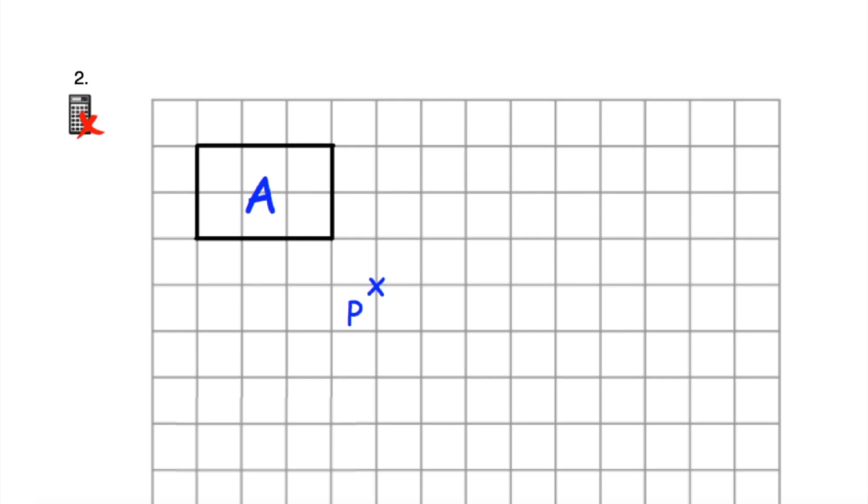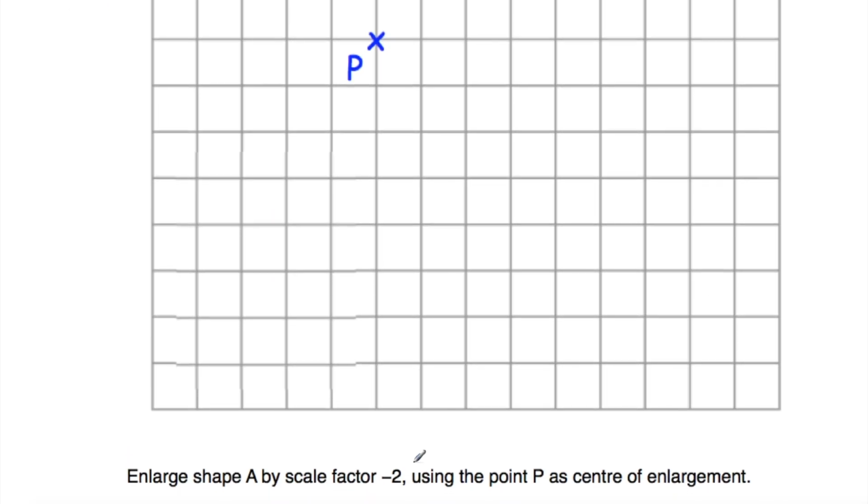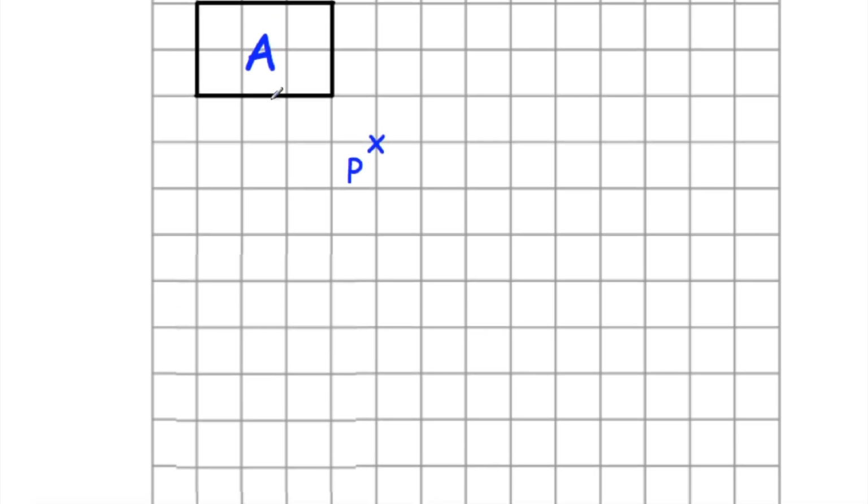Okay, question number 2, we've got this rectangle, and the question says, enlarge shape A, this rectangle, by scale factor -2 using P as a centre of enlargement. Let's start off with this point. It's 1 to the left and 1 up. Because the scale factor is -2, we're going to go 2 to the right and 2 down. 1, 2. Okay, next, this point here, it was 1 to the left and 1, 2, 3 up.